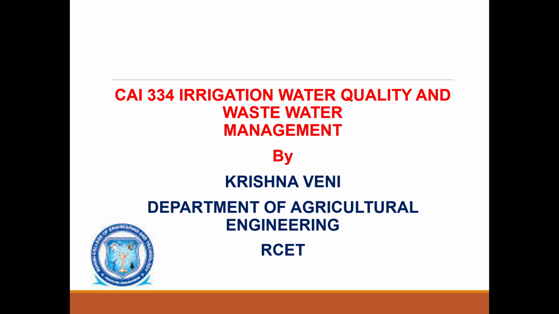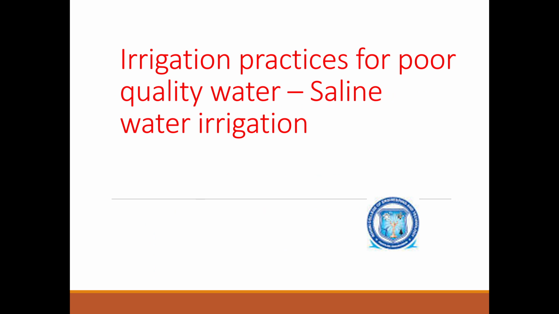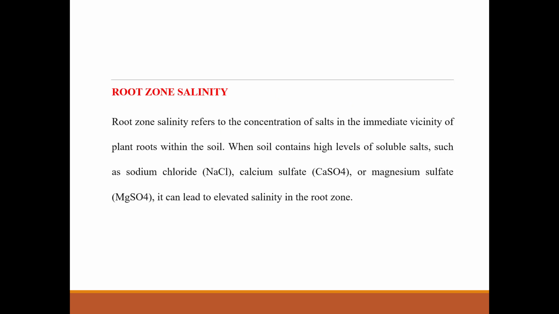Everyone, listen here. Today we are going to see certain topics in Unit 2. What are the irrigation practices that can be followed for poor quality or saline water irrigation, or what strategies? First, we'll be discussing the root zone salinity. What is meant by root zone salinity?